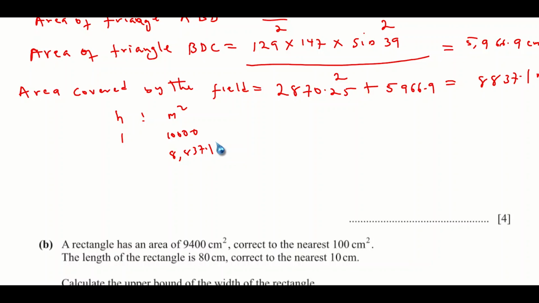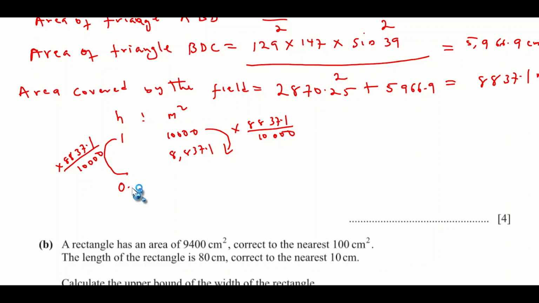8,837.1 square meters. So what was done to this to get this? Actually, it was multiplied by 8,837.1 over 10,000. So that's what we're going to do to this one too. It will give us the equivalent in hectare. So this will be times 8,837.1 over 10,000. That means the value here should be 0.8837. So that's what we get here.